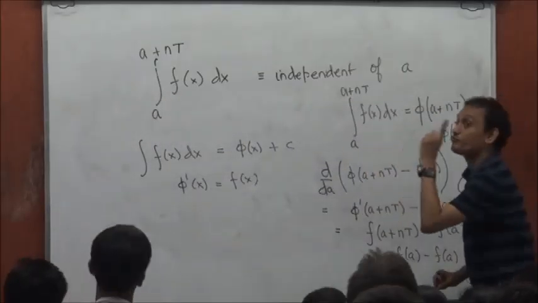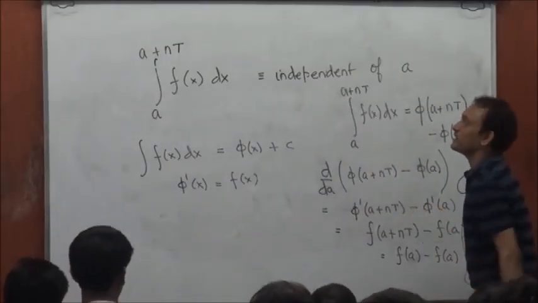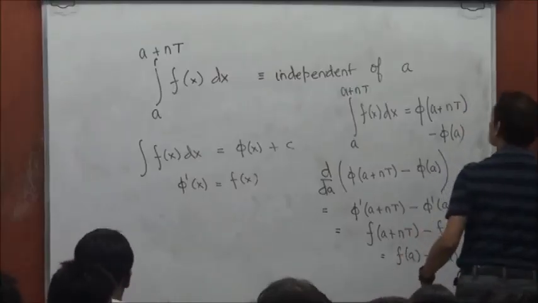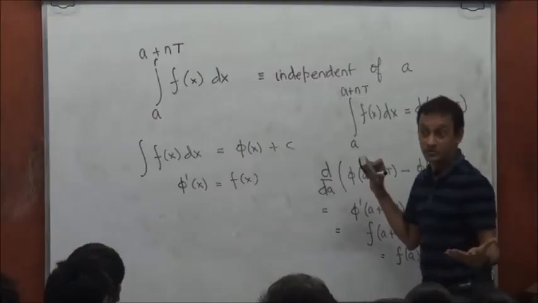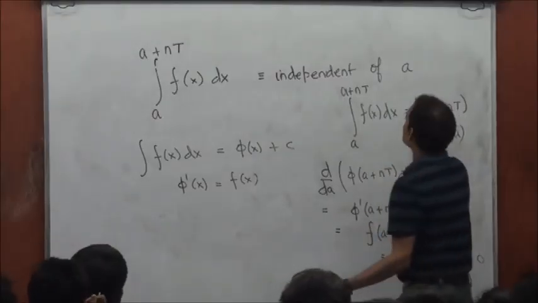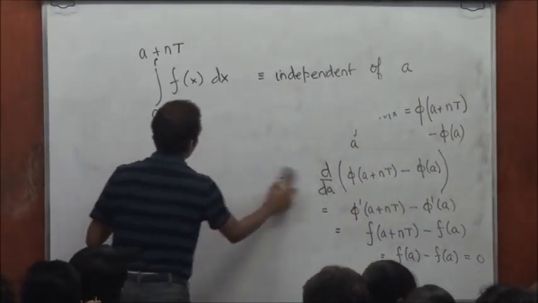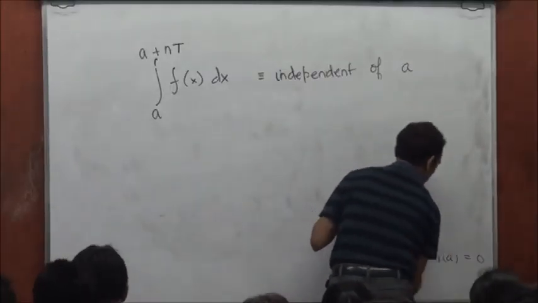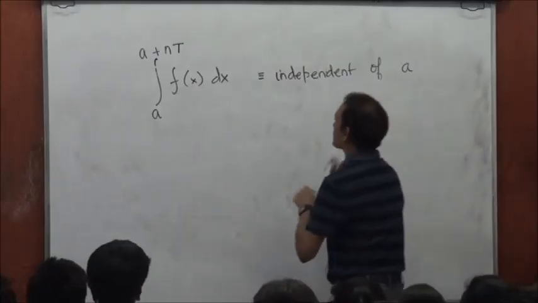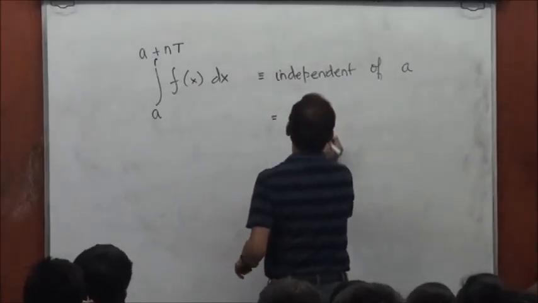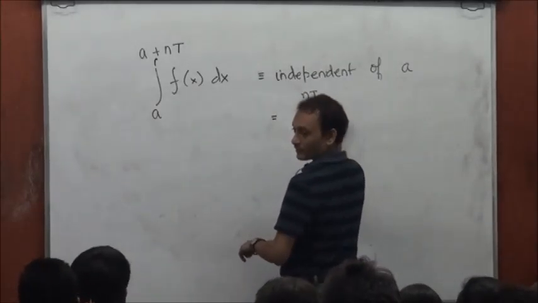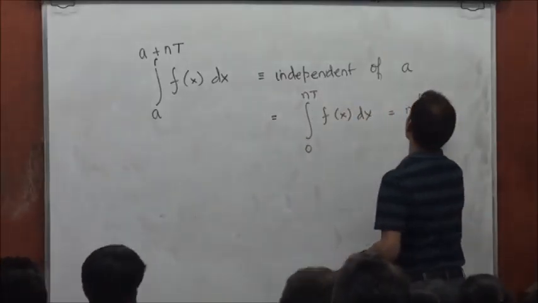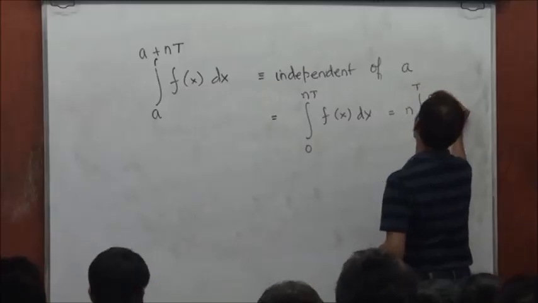Very, very important result. The integral of f(x) dx from a to a plus nt is independent of a. So if it's independent of a, it's going to give me the same value when I plug in a equal to 0 as any other value of a. As a special case, if I plug in a equal to 0 here, then this will be the integral from 0 to nt of f(x) dx. But the integral from 0 to nt of f(x) dx is n times the integral from 0 to t of f(x) dx. How about it?